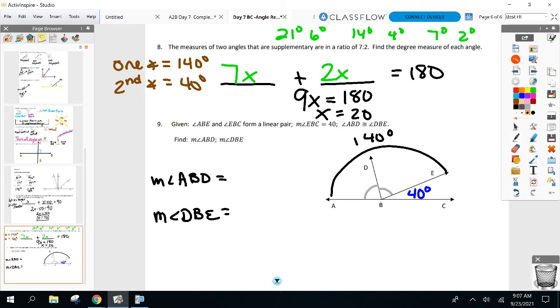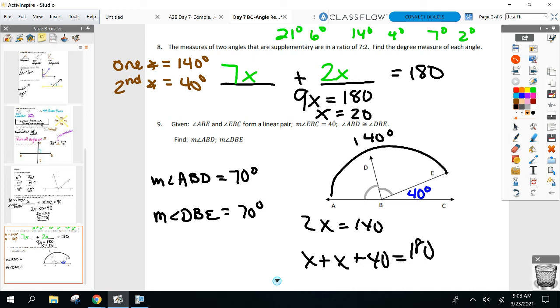And if these two are congruent and they add to 140, right? 70 degrees. However you showed that, you could have 2x equals 140. If anybody had x plus 40 equals 180, however you want to show that, I'm pretty flexible there. I just need to see something though. All right, that's where you got the 70 from.